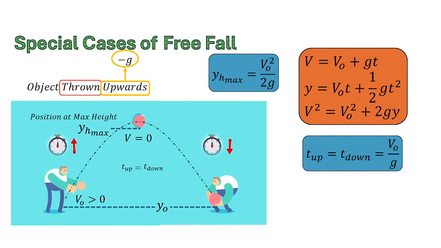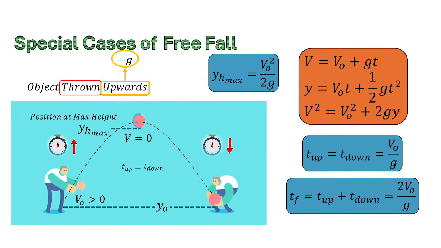And this T up and T down pertains to our time of flight. So we're going to get the formula for time of flight using this condition. Since T up and T down are the same, we can say that our time of flight is equal to 2V0 over g. So I guess that's all for the review for free fall. I think it's safe to say that we will be discussing projectile motion now.